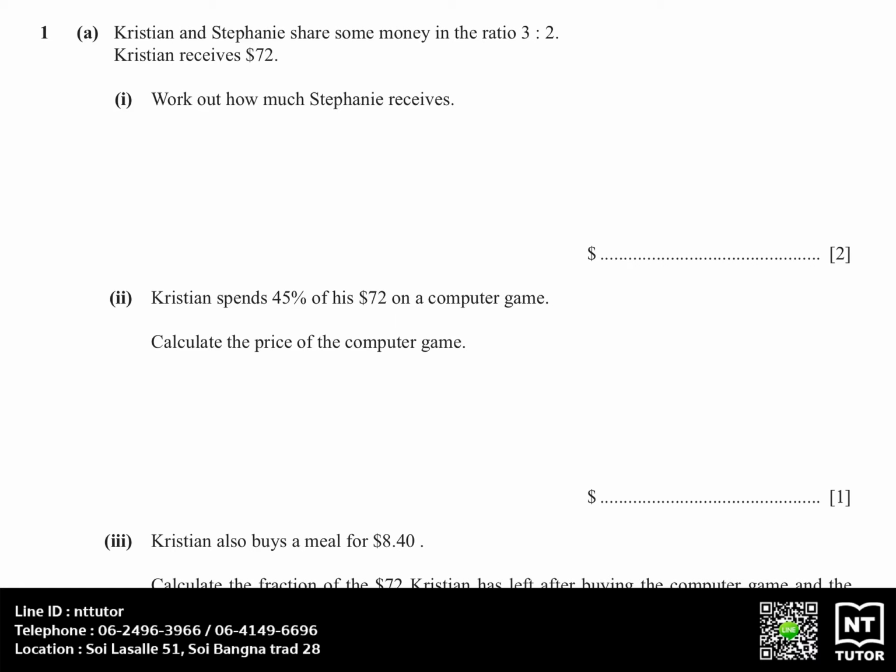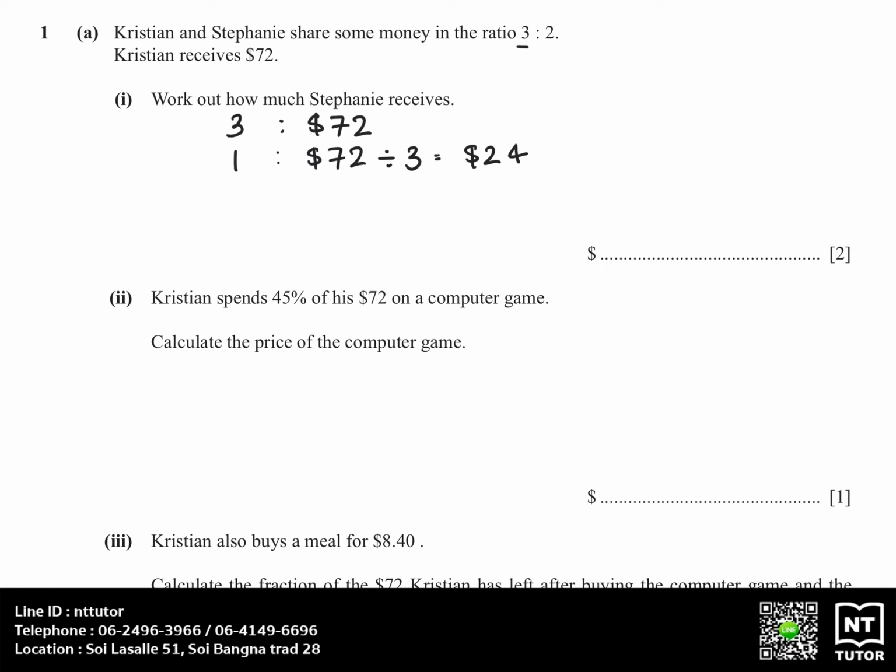Christian and Stephanie share some money in the ratio 3:2. Christian receives $72. 1. Work out how much Stephanie receives. If Christian receives $72, this means that the 3 here, or 3 parts, is equivalent to $72. This means that one of the parts must be equivalent to $72 divided by 3, which is equal to $24.